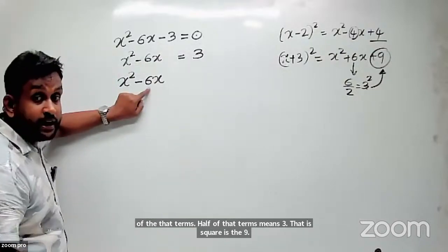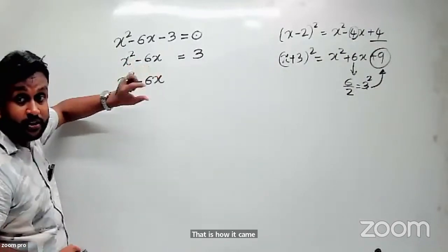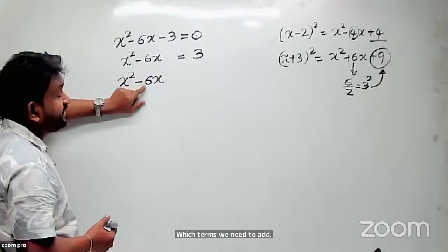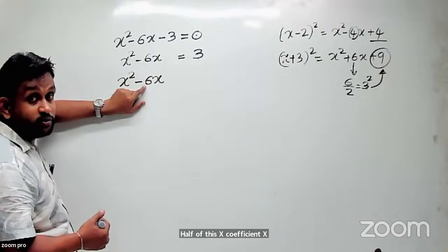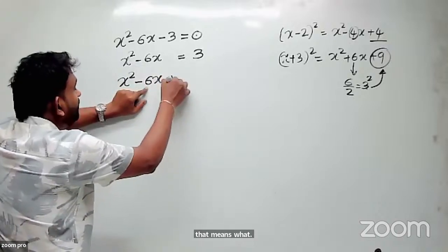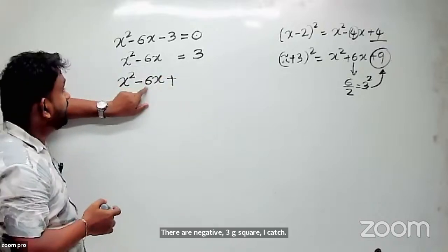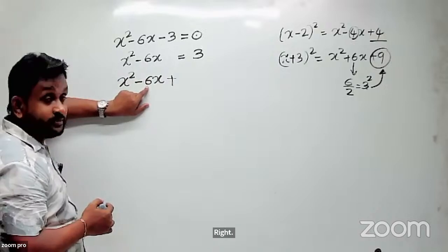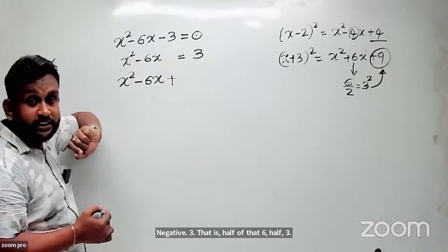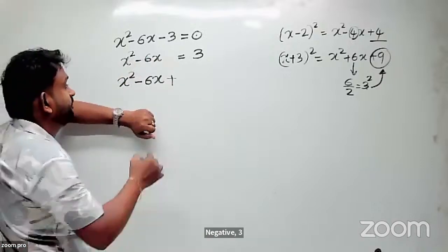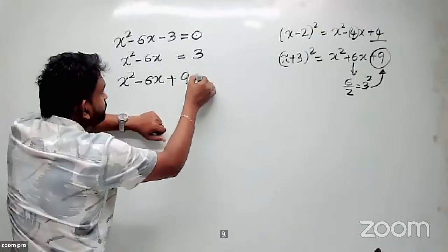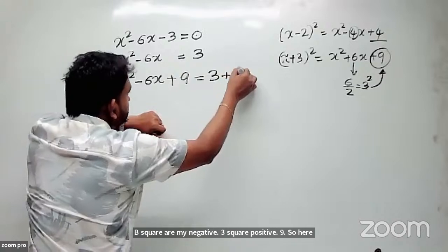And to make it a perfect square, which term do we need to add? Half of this x coefficient. The x coefficient is -6. Half of that means what? -3. The -3 square I can add. Right. So you have to add that, half of 6, half -3. -3 square gives 9. 3 square 9. -3 square +9. So here also you add 9.